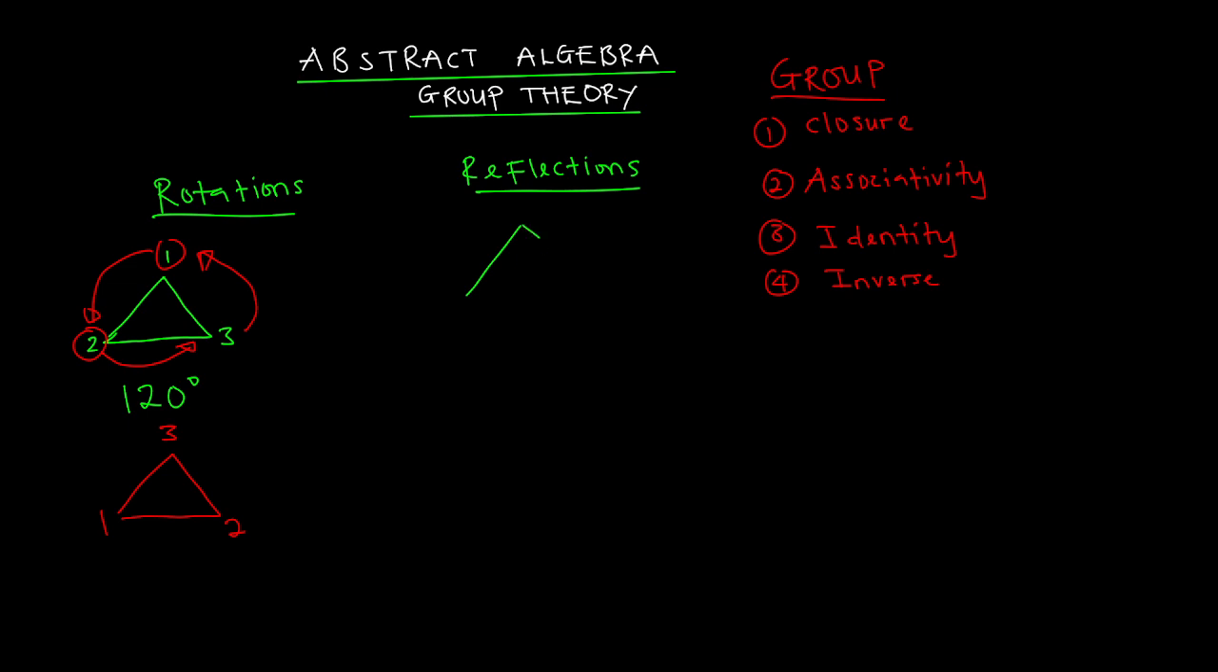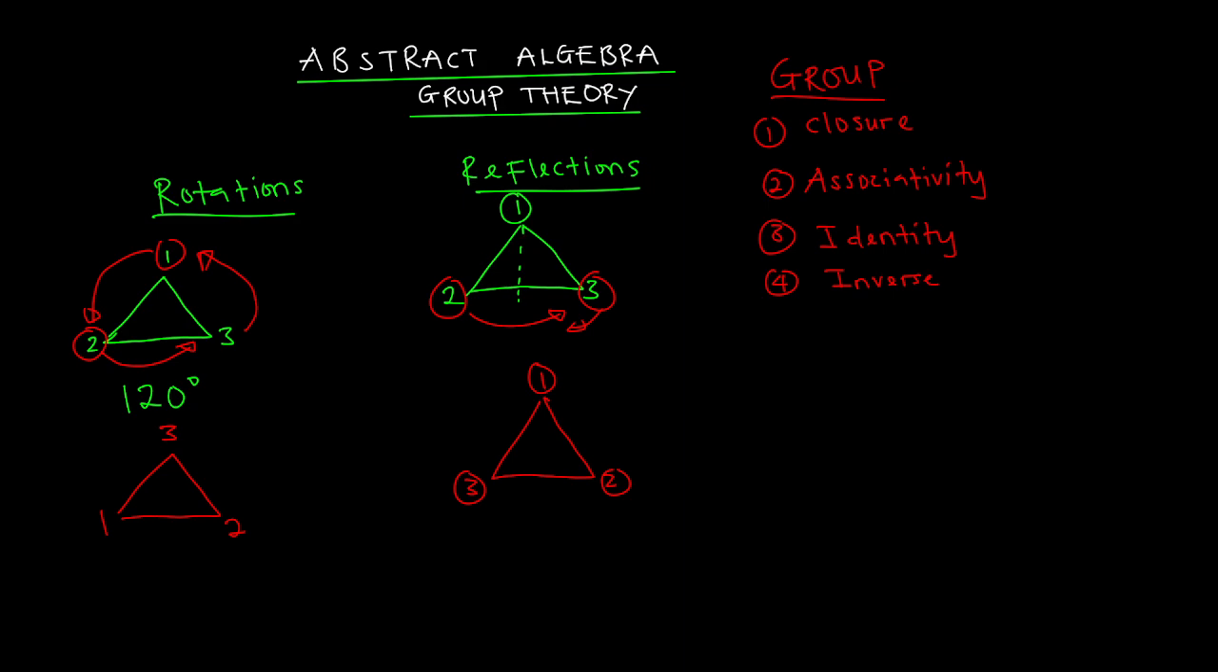Now, reflections. You can also do reflections of this triangle. So here's 1, here's 2, and here's 3. I can keep this 1 fixed and then do a reflection along that axis. If you do that, you would get a triangle that looks like this. That 1 would stay in its position, but then you have to flip 2 and 3. So 2 would move to that side, and 3 would move the other way. You'd have 3 here, and then 2 here. That would give you a reflection of this triangle along the axis through 1.